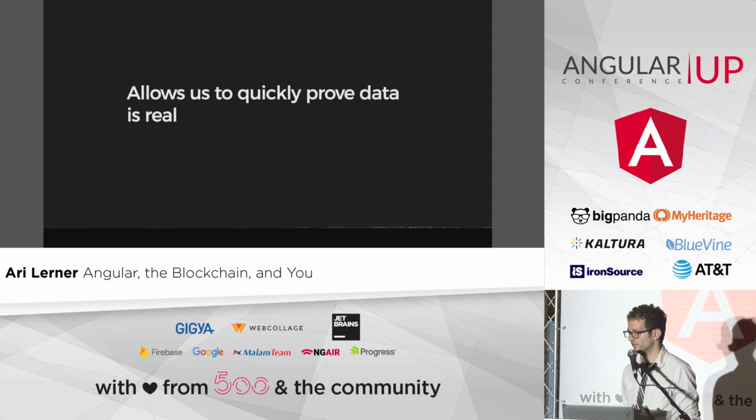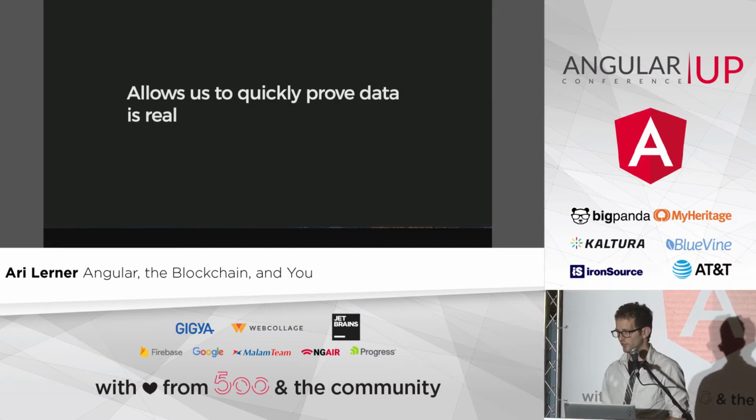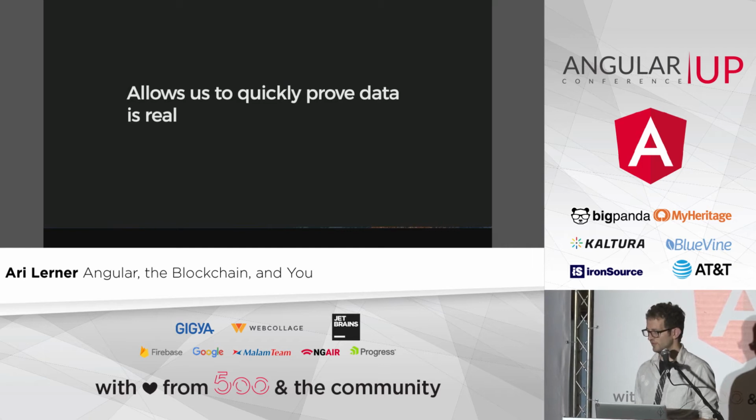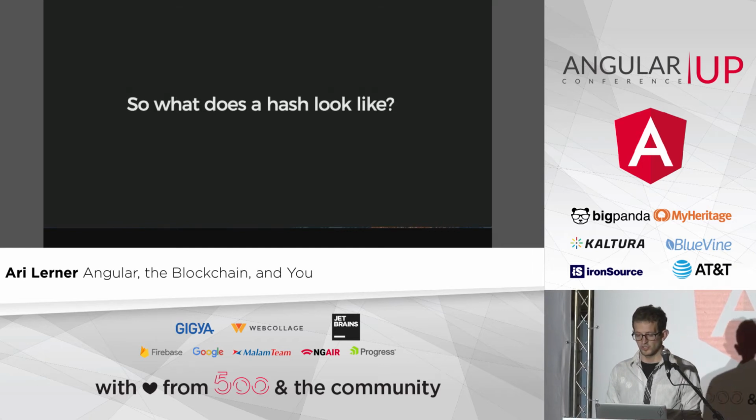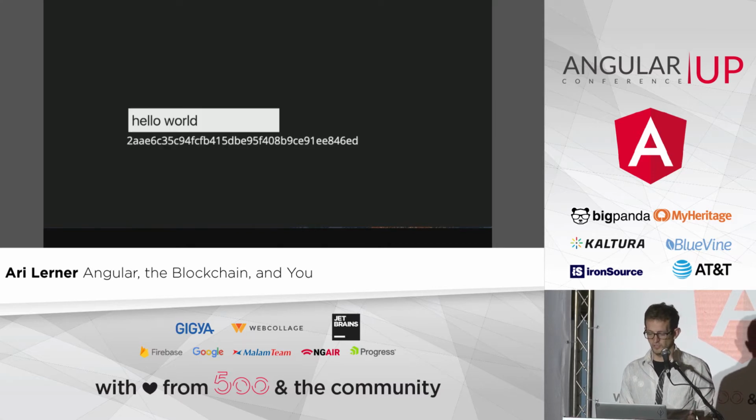Because this allows us to cryptographically prove that data is real, prove that the data that we receive is the data that we expect. So what does a hash look like? Raise your hand if you know what a hash looks like. If you've used Git, you know what a hash looks like. So this is a SHA-1 hash of the string hello world.